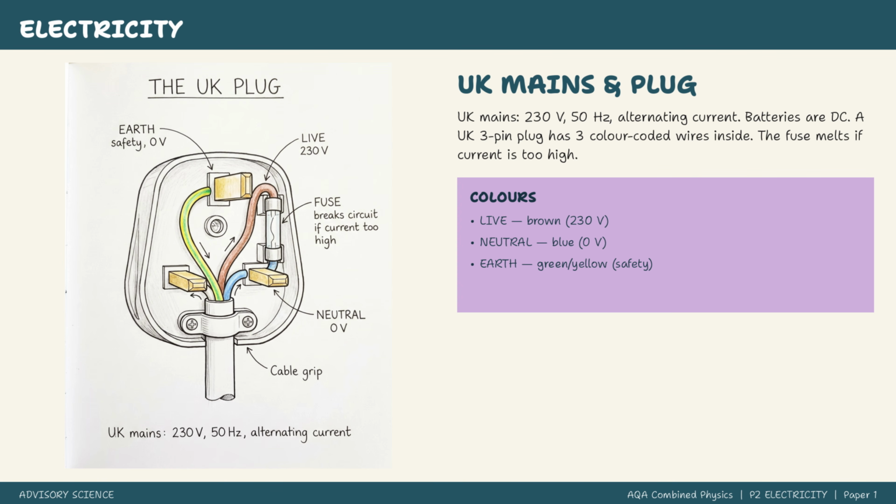To remember the positions of the wires inside the plug, use the letters of the colours. Blue goes to the left, brown goes to the right, green and yellow stripes go to the top. If an appliance has a plastic case, it is double insulated and does not need an earth wire because plastic cannot conduct electricity to give you a shock.